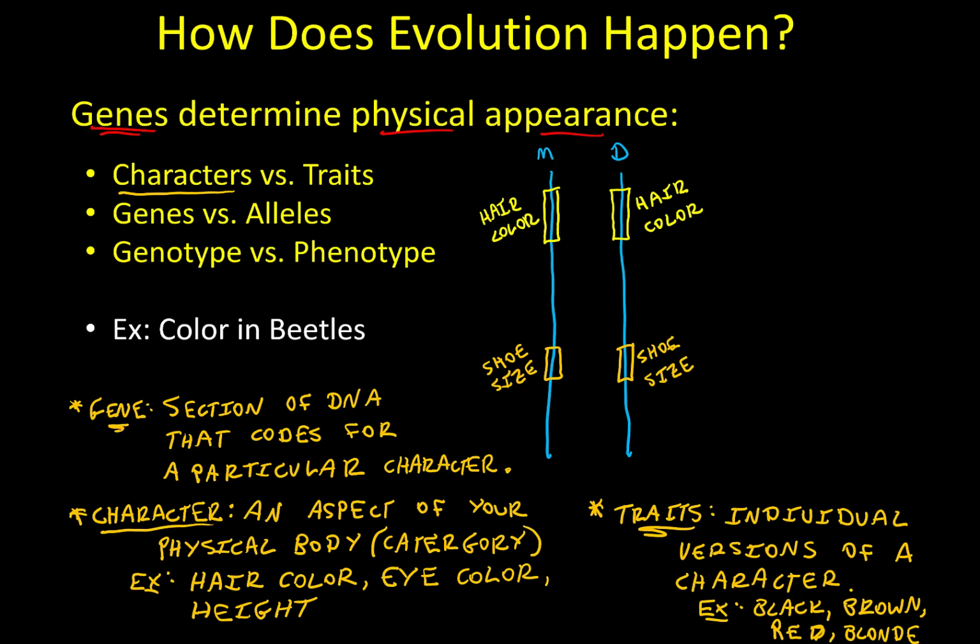But let's bring this back around to the DNA side of the equation. You know from back here that genes code for characters. So then what codes for traits? It's still the gene, but there must be different versions that a gene can have in order to create those different versions of a character. That's definitely true. In order to get individual characters, you need to have individual versions of each gene. These different versions of a gene are called alleles. So these are the different versions of a gene that code for traits.